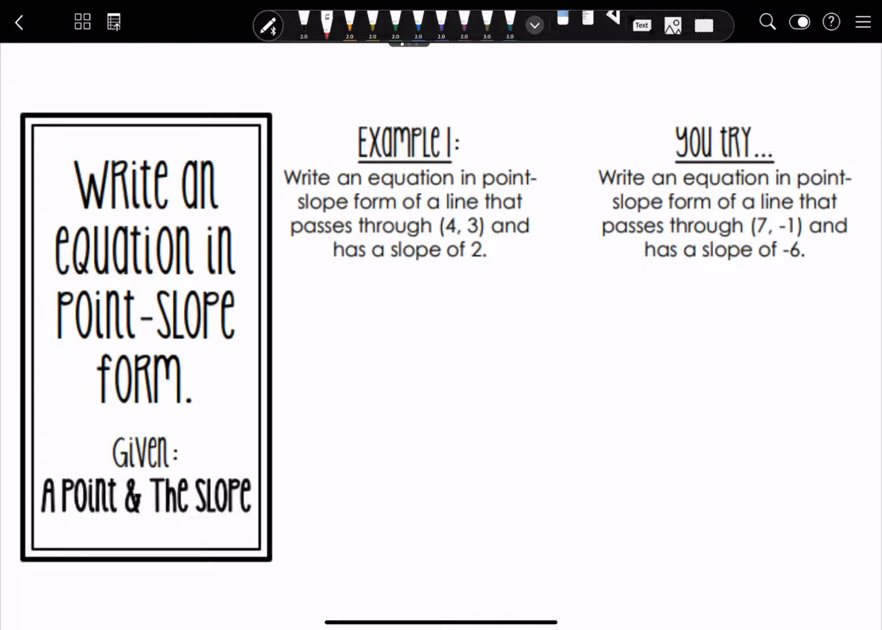As you're reading it, you see that it says write an equation in point slope form of a line that passes through 4, 3 and has a slope of 2. So the things that are important, they want us to use point slope form. It needs to go through the point 4, 3, and it has a slope of 2. So you want to recall that point slope form is y minus y1 equals m times x minus x1.